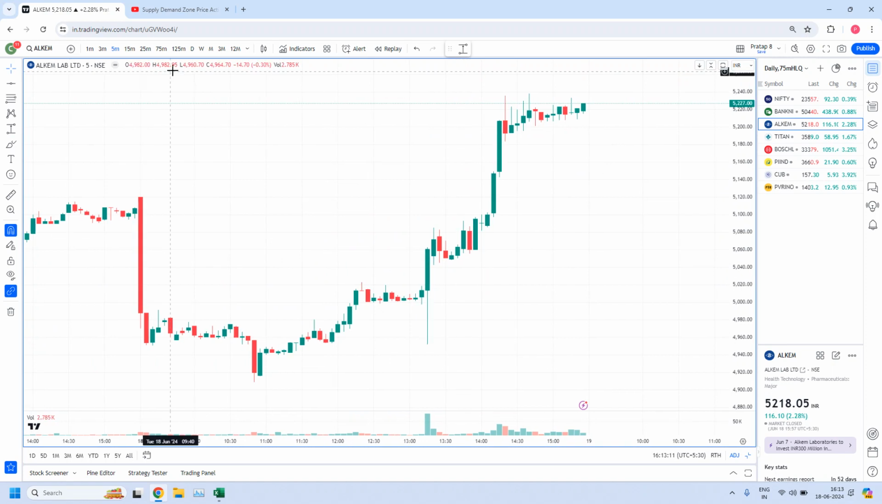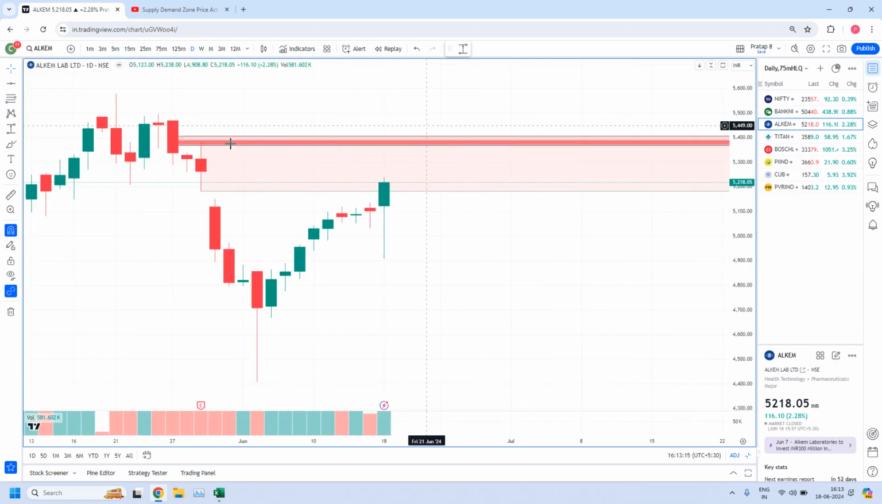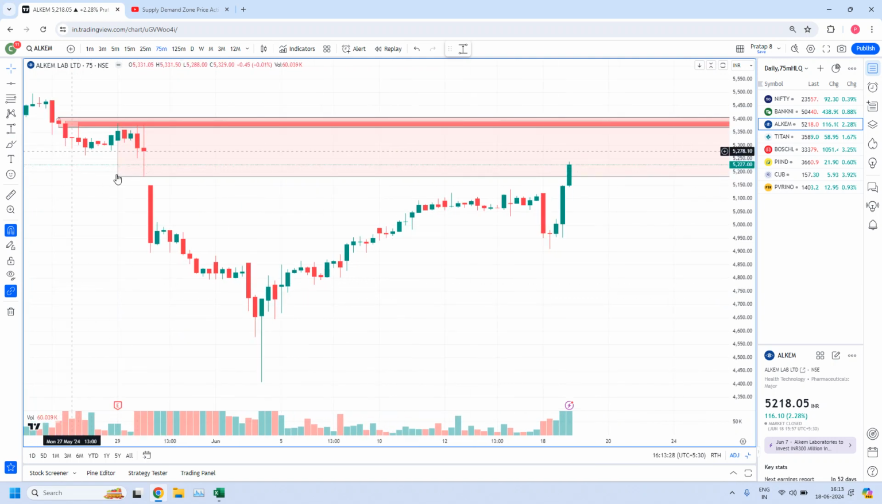This is a high liquidity daily demand zone. Here you have a drop, two base candles, and again a drop candle. This is the daily high liquidity zone. If you go to the 75 minutes time frame, the price structure is not at all good. Easily this zone will be violated, such kind of feeling we get.